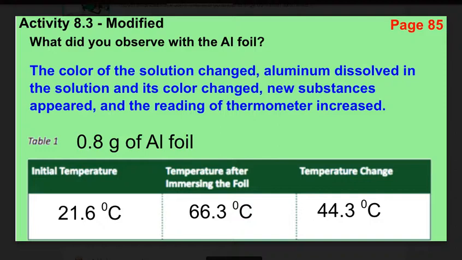So this is what I want you to put for your initial temperature change, 21.6 degrees Celsius. And for the temperature after the immersion of aluminum foil, this is 66.3 degrees Celsius. And that temperature change is 44.3 degrees Celsius. So you're going to use this data because you're not actually collecting the data in class. And you can use this data to finish up the conclusion and the follow-up questions later on.